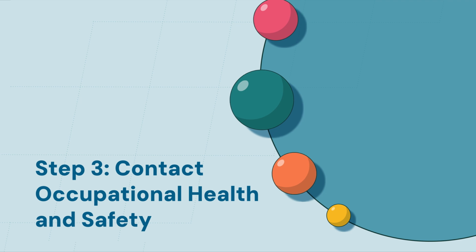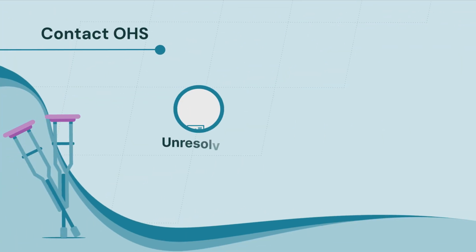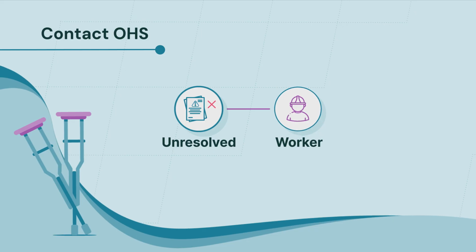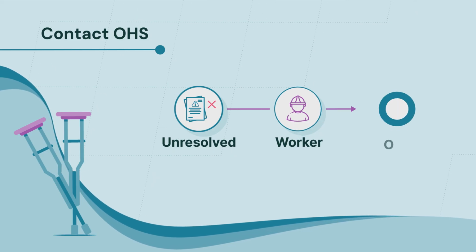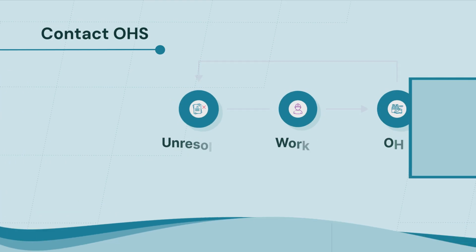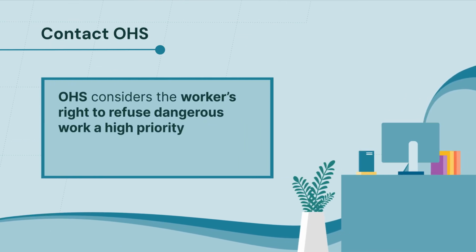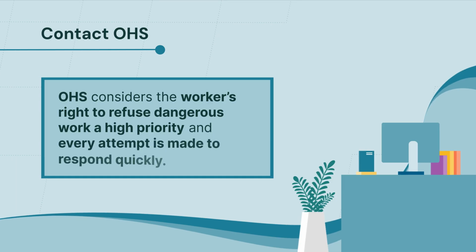Step 3. Contact Occupational Health and Safety. If the situation cannot be resolved and the worker still feels the work is dangerous for them to perform, Occupational Health and Safety can be contacted to investigate the work refusal. OHS considers the worker's right to refuse dangerous work a high priority, and every attempt is made to respond quickly.